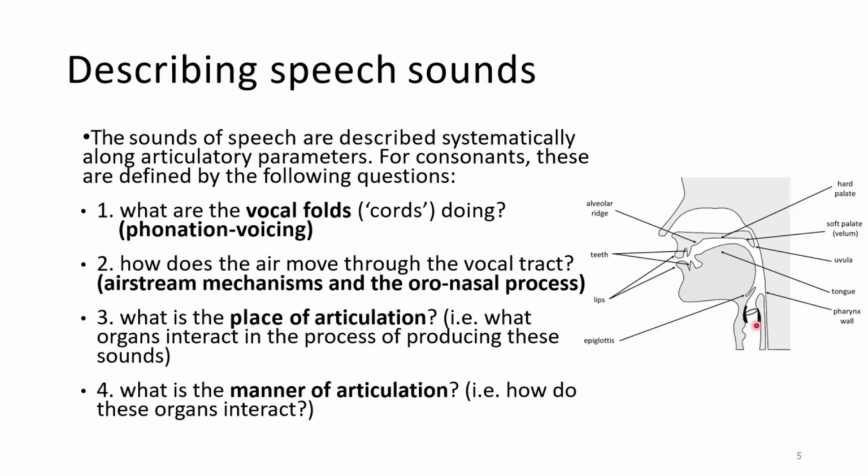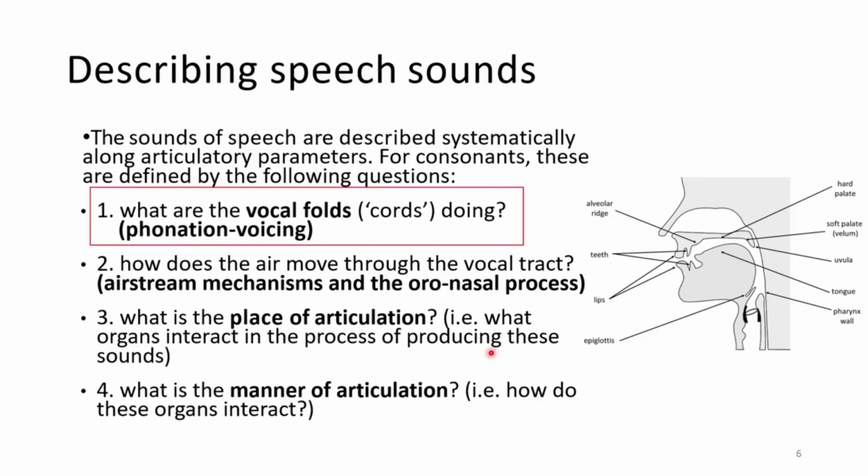What are the vocal folds doing? The vocal folds are around this area. We're going to have an experiment in a couple of minutes. How the air happens to move through the vocal tract. So sometimes the air comes out, sometimes the air comes in, sometimes the air comes out through the mouth or through the nose. And then how these organs interact with each other, that's manner of articulation, and which organs interact with which, place of articulation.